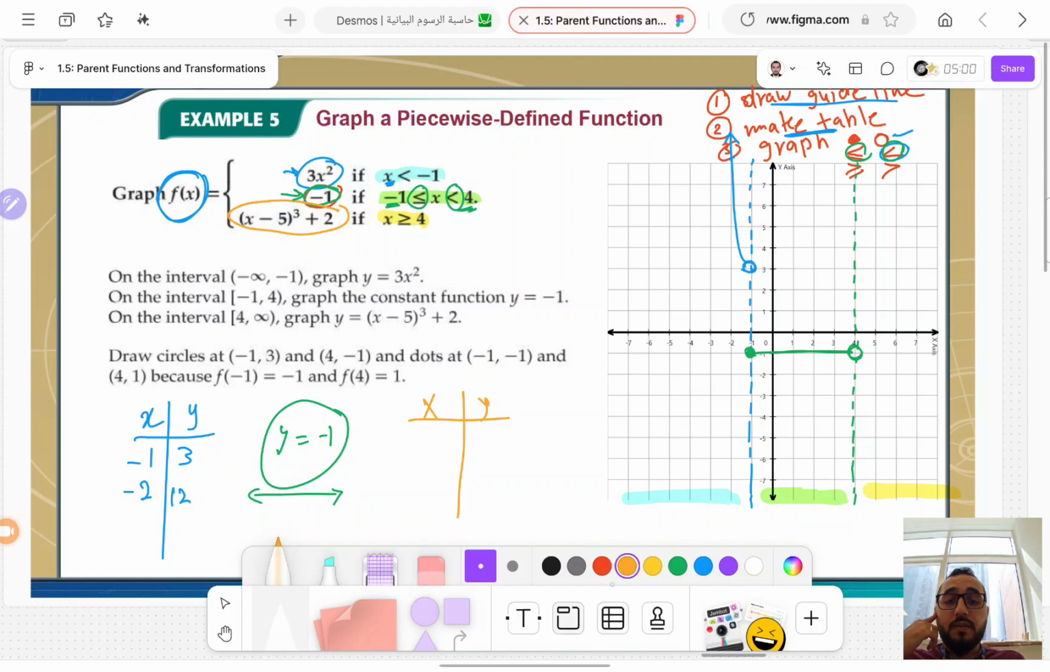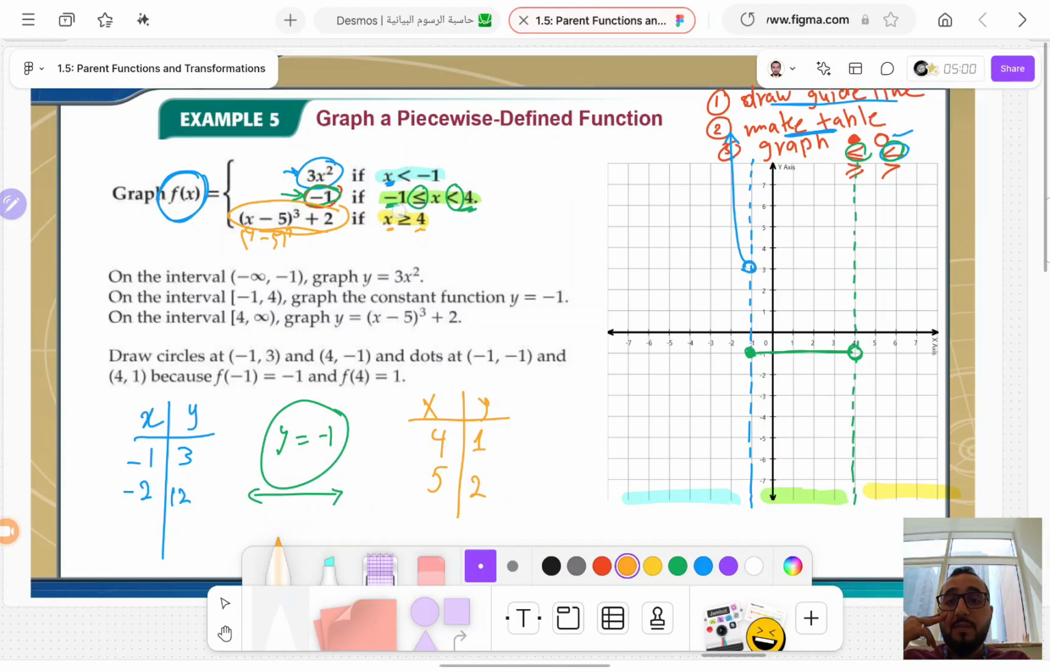Okay. Now the last function is this one here. We pick the point that's given, 4, and it's mentioning x greater than 4. So pick any point greater than 4. Now replace these two points in the function. Let's put 4 here. 4 minus 5 is equal to what? -1. -1 cubed is -1. -1 plus 2 is equal to 1. Now put 5. 5 minus 5 is 0, cubed is 0, plus 2. So the answer is equal to 2. So now the first point is 4 and 1.